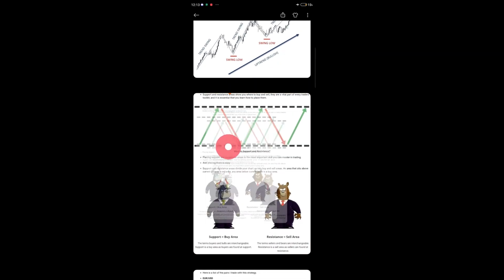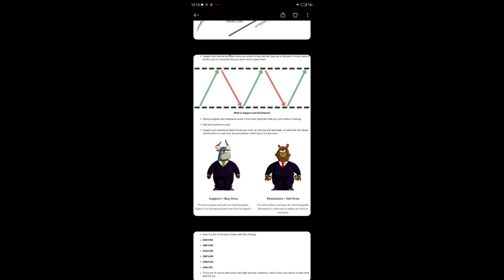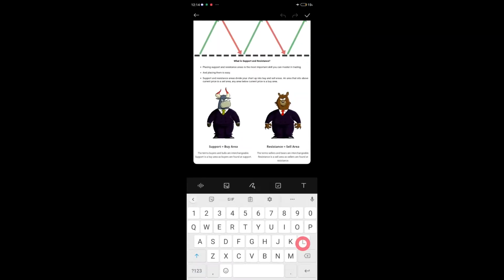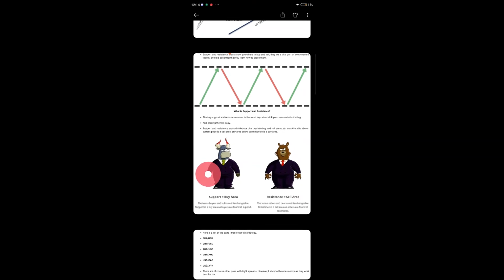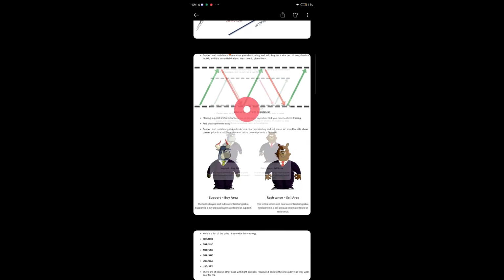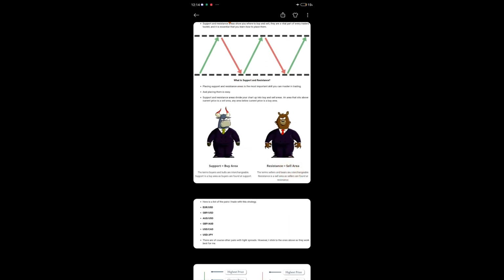So what are support and resistance? Placing support and resistance areas is the most important skill you can master as a trader, and placing them is easy. Support and resistance always divide your chart up into buy and sell areas. An area that sits above the current price is the sell area, this area, and an area that sits below the current price is the buy area, that is this area. So basically, support is the buy area and resistance is the sell area. That's what you have to know.